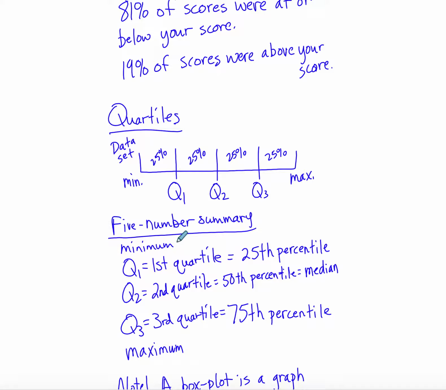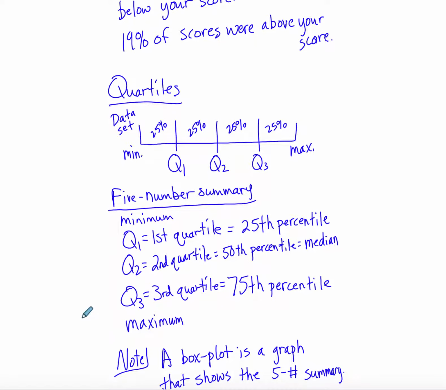You start with your minimum, then you have your Q1, which is the first quartile or your 25th percentile. Q2, which is your second quartile, which is the 50th percentile, also happens to be your median, by the way. Q3 is the third quartile, the 75th percentile, and then your maximum. So you write all 5 of those numbers down, you get your 5-number summary.